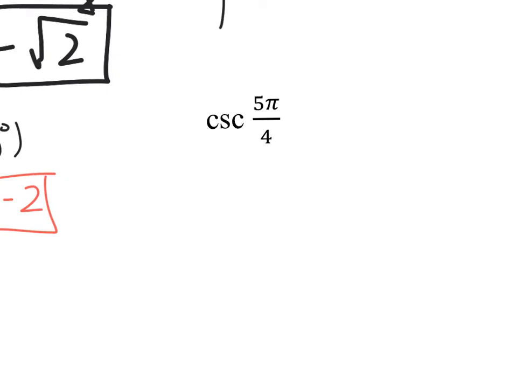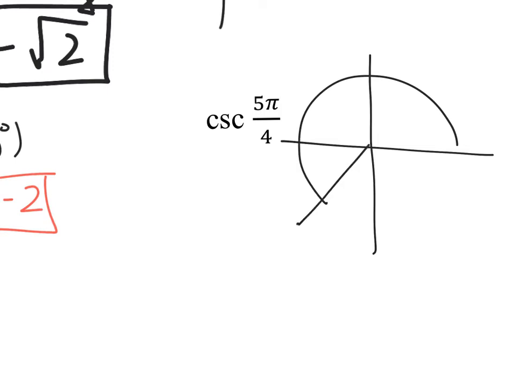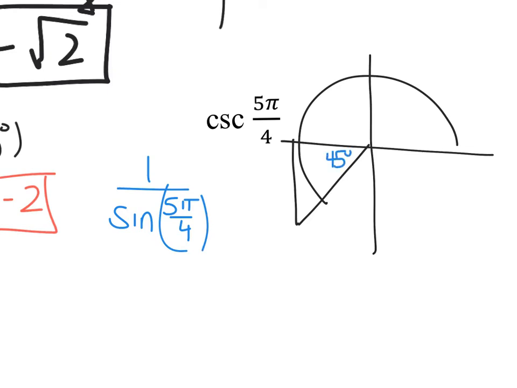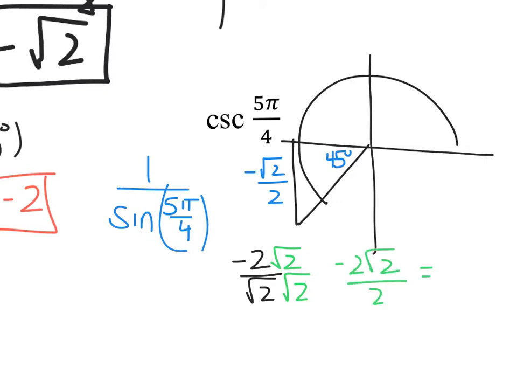Cosecant of 5 pi over 4. So 5 pi over 4 is 225 degrees. Cosecant is 1 over the sine. So the sine, if this reference angle is 45 degrees, the sine is negative root 2 over 2. So the reciprocal of that is going to be negative 2 over root 2. So again, you want to rationalize it. So you're going to have negative 2 root 2 over 2. So the answer is negative root 2.